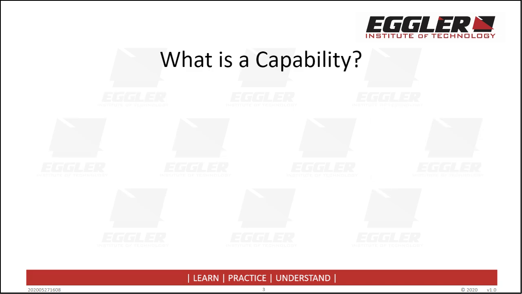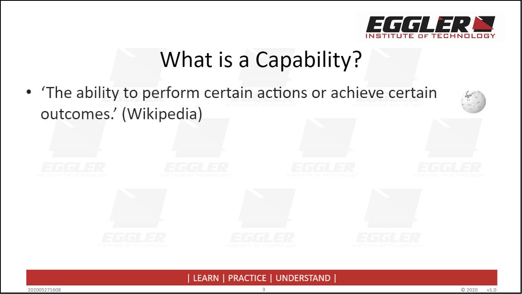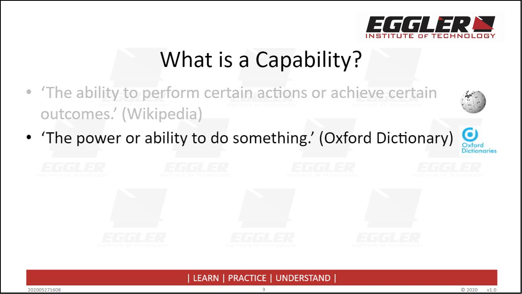So, what is a capability? Various definitions can be found by exploring the multitude of references easily accessible on the Internet. Wikipedia describes capability as the ability to perform certain actions or achieve certain outcomes. And this definition is somewhat extended by the Oxford Dictionary as the power or ability to do something. But both of these definitions are not sufficient for use in the military context.